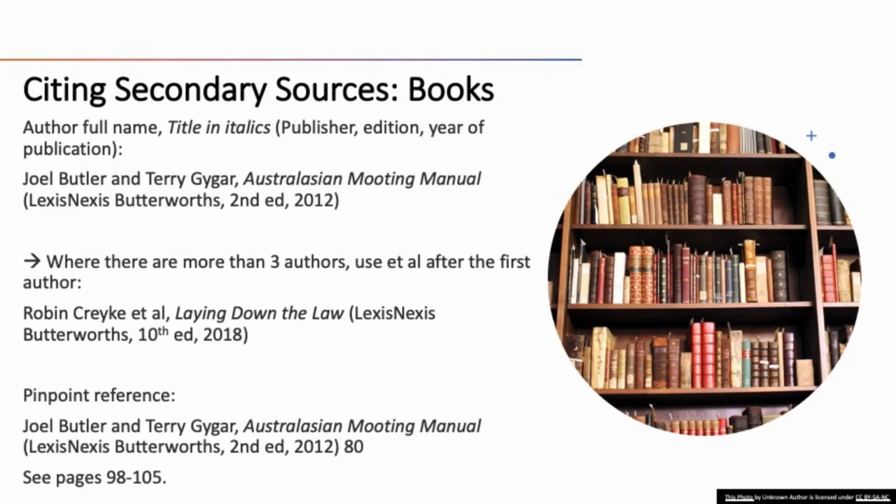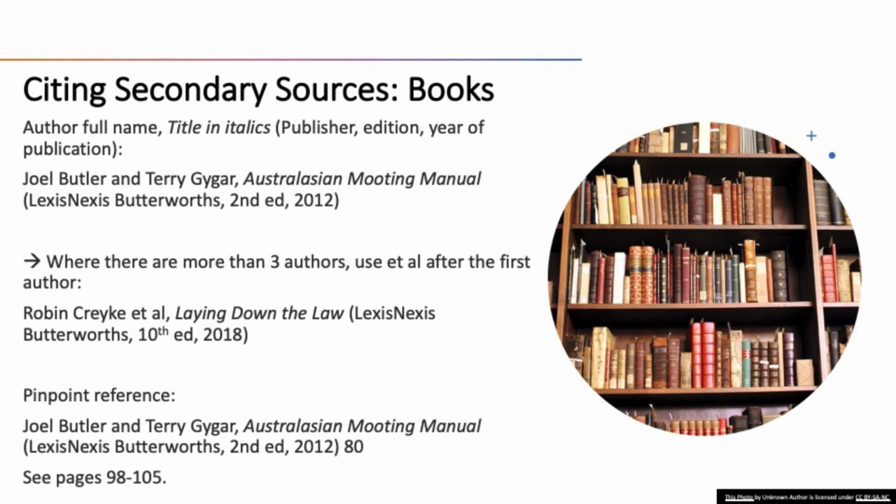Moving on to secondary sources, we are focusing on the sources that students most commonly use in their work, which are books and journal articles. There are other secondary sources like newspaper articles and web pages that you will need to look up as and when you use them, but we're just going to focus on the sources students most commonly use so that we're not overwhelming you with volumes of information. So let's start with books.